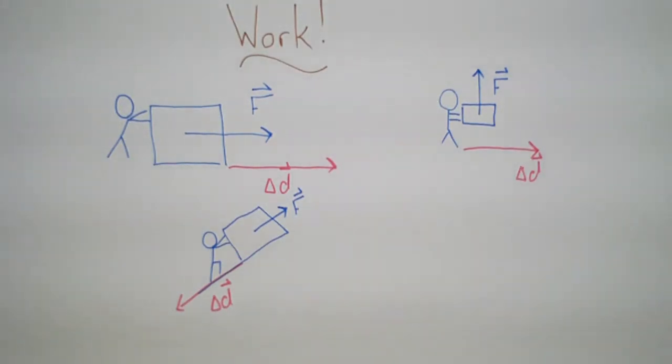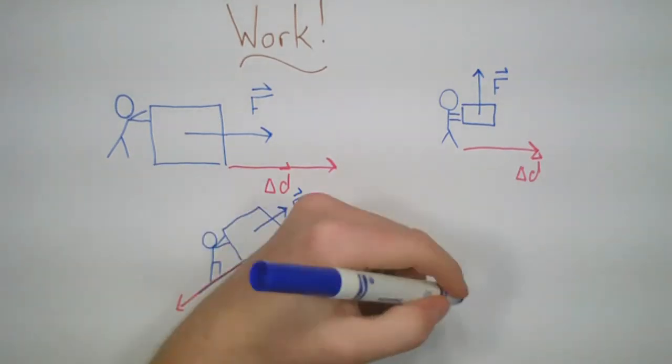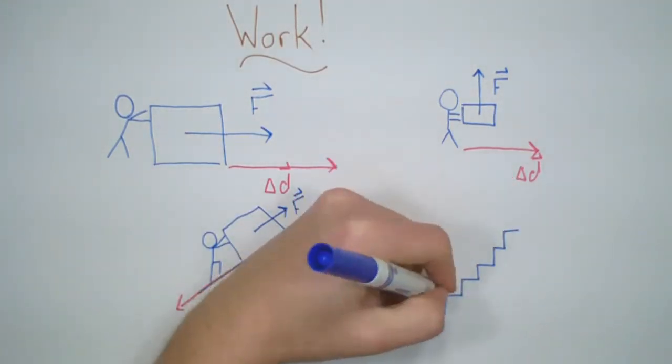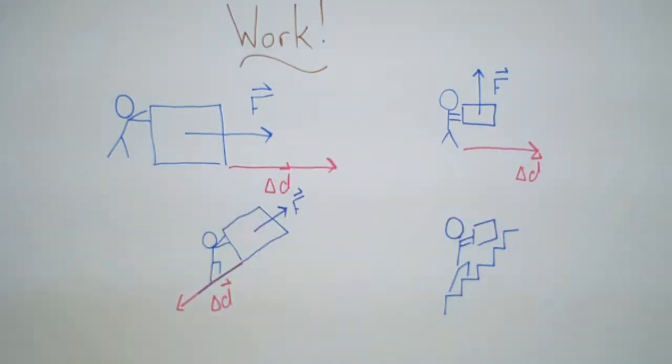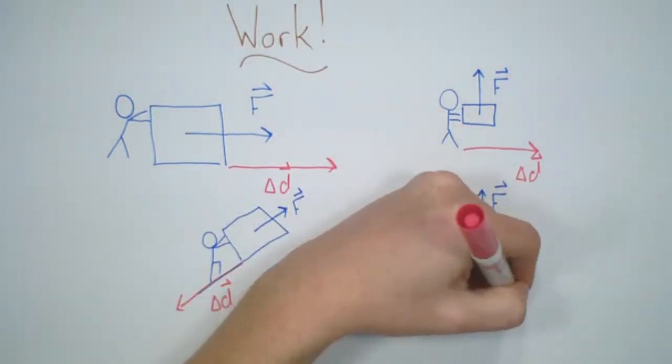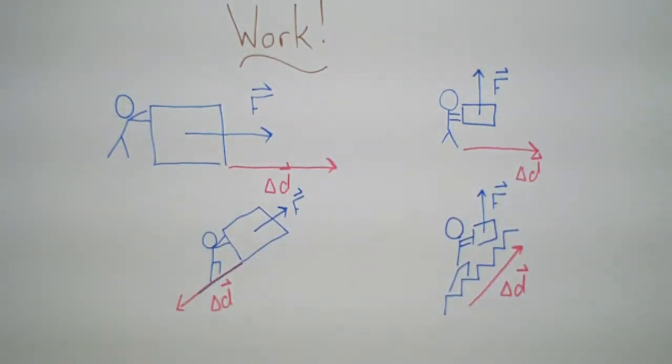And then we can also look at something like carrying that same object up the stairs. And so if we're going to carry the object up the stairs, we're going to see again, we need to hold it up, so we're applying an upwards force that opposes gravity. But now our displacement is going to be along the length of the stairs.